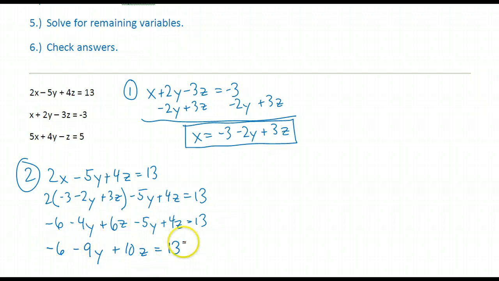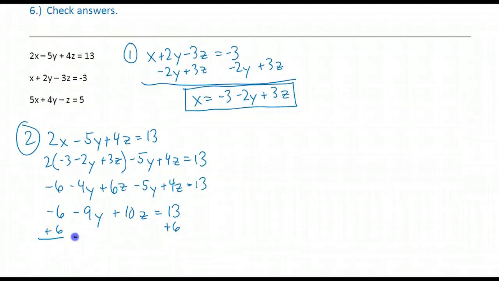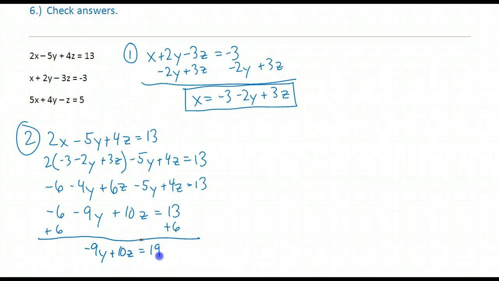And I want to write this in standard form, so I want to get rid of this -6 by adding 6 to both sides. So I'm left with -9y plus 10z equals 19. Step 2 is complete. Step 3. Take that equation from step 1 and plug it into the remaining equation.